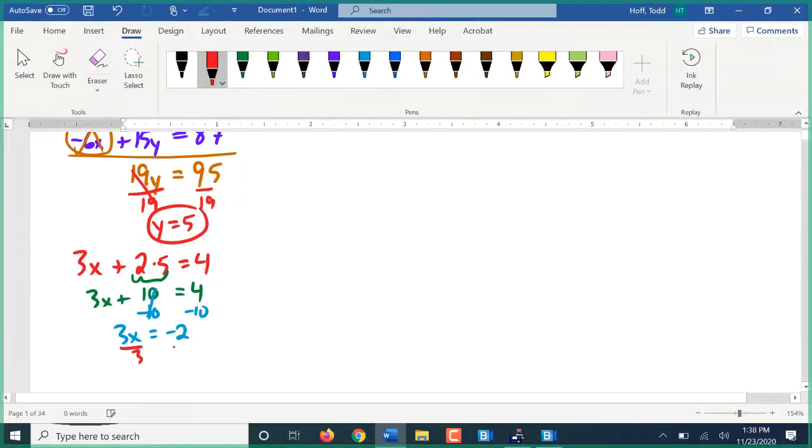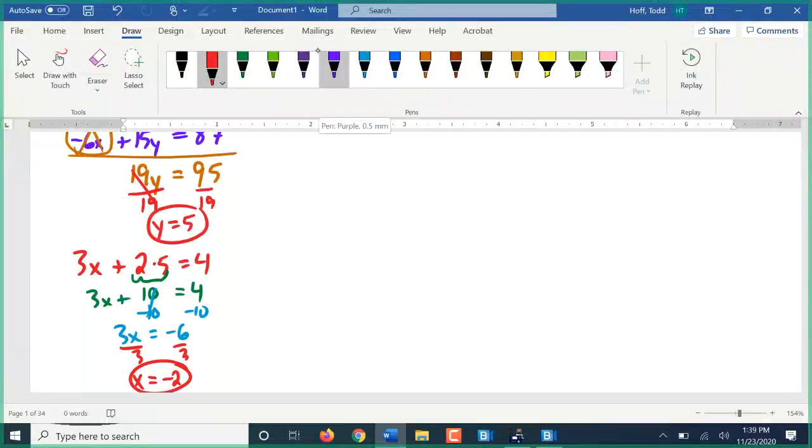And we divide by 3. Oops, sorry, not negative 2, negative 6, that should be. 3x equals negative 6. And then we divide, x equals negative 2. Getting a step ahead of myself there. So our solution here is x is negative 2 when y is 5.